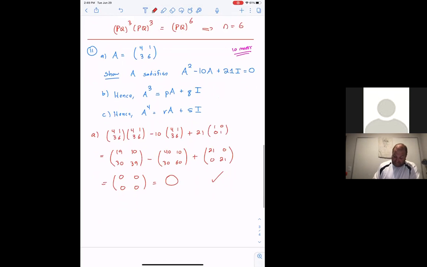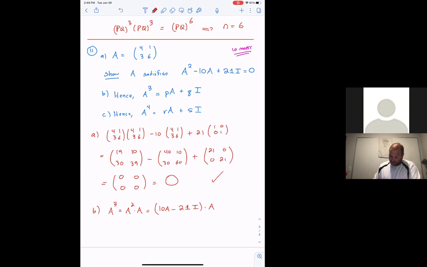Now, part B, hence, we want to show that A cubed can be written in the form of PA plus QI. Well, what is A cubed? A cubed is A squared times A. And what is A squared? Well, if A squared minus 10A plus 21I equals 0, A squared itself is 10A minus 21I.